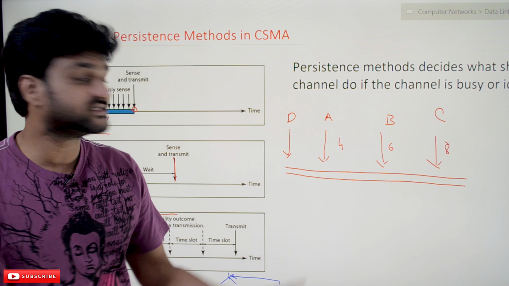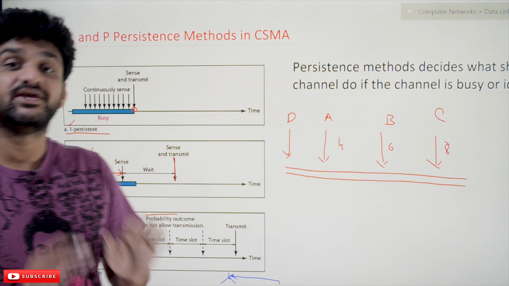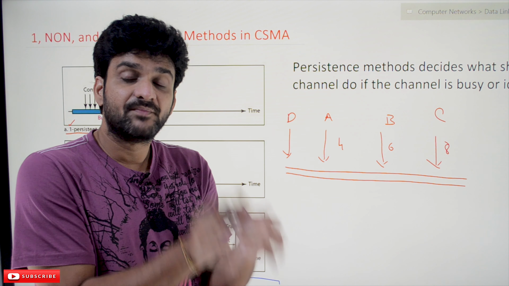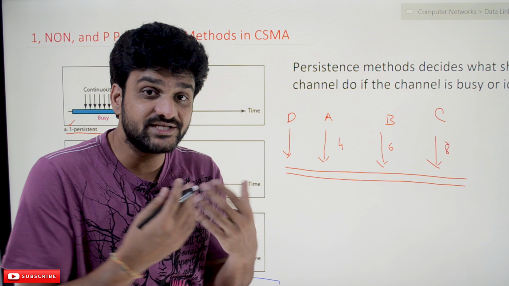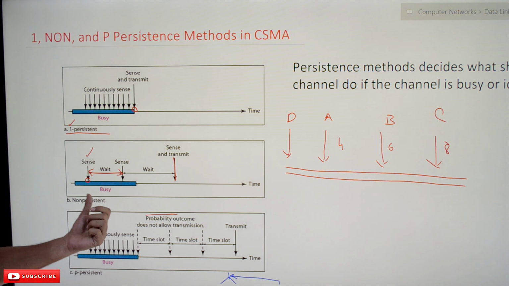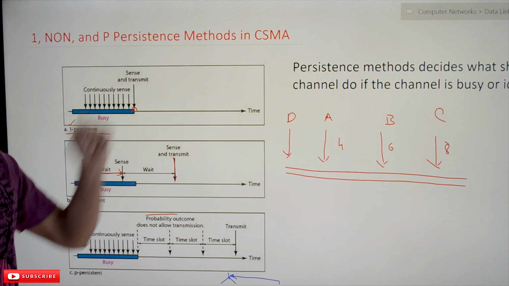With that, what happens? The channel efficiency reduces. Even though there may not be any collisions, the collision rate may decrease, but the utilization of the channel will reduce. That is the disadvantage of the non-persistence method in CSMA.